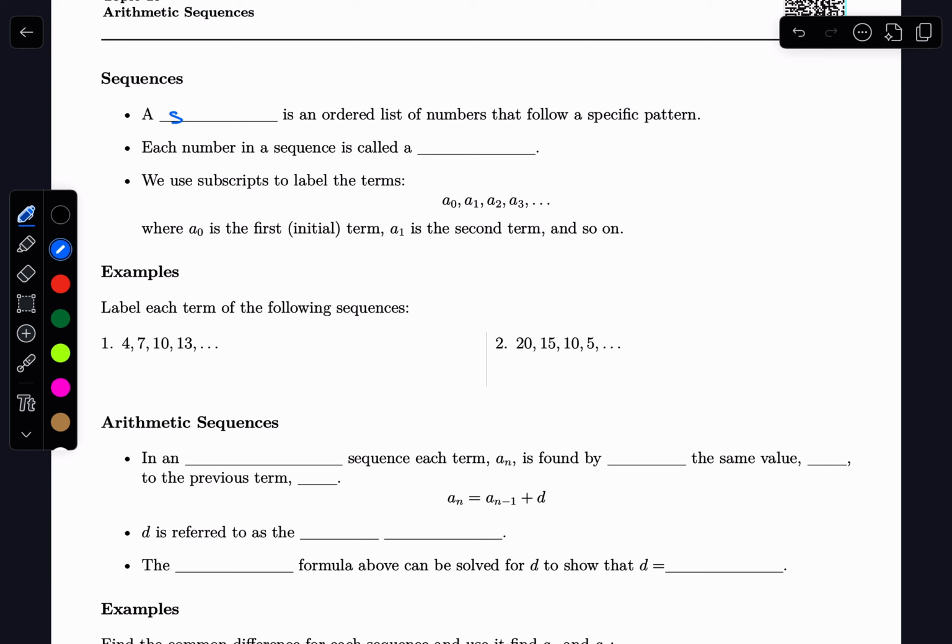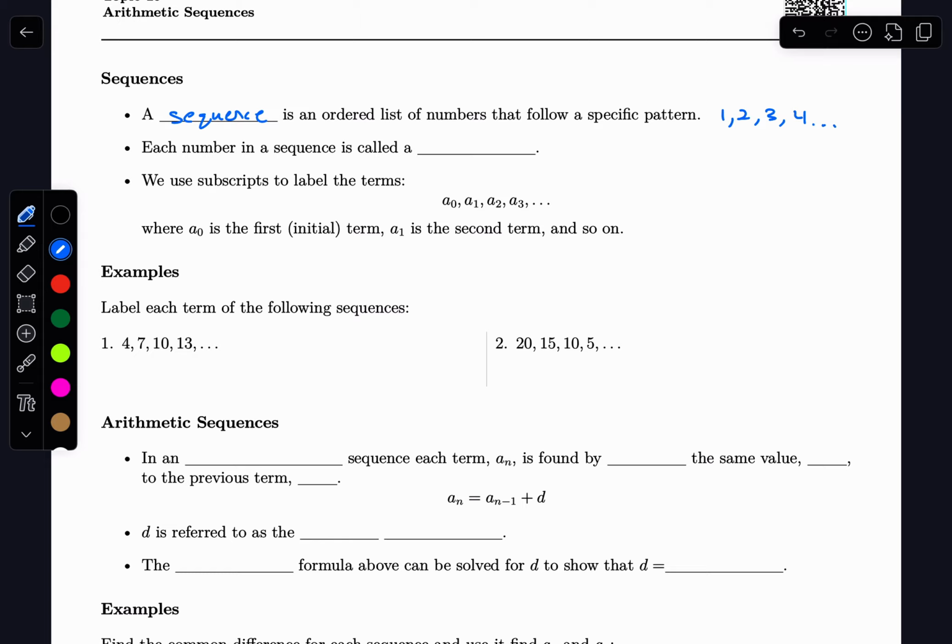A sequence, you might have heard the term before, is an ordered list of numbers that follow a specific pattern. For example, if I say 1, 2, 3, 4 with a dot, dot, dot at the end, saying that it keeps going, that is a sequence where I'm going up by 1 each time. So the pattern is that you go up by 1.